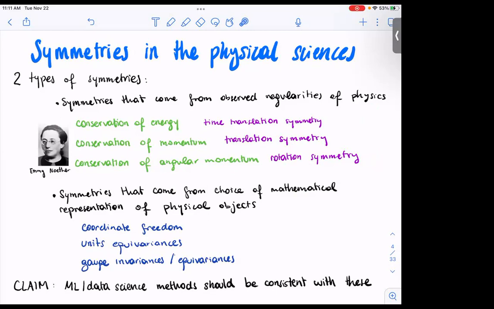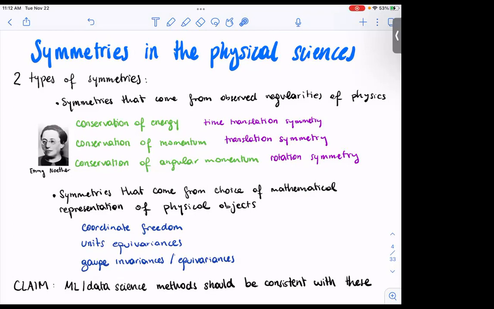Other symmetries that are very relevant for physics are called passive symmetries. These are symmetries that come from the choices of mathematical objects that I use to represent the physical system. So for instance, if I have a system and I represent it with objects, and these objects have units, like positions have units of meters, and velocities have units of meters per second. If I change the unit system that I use to represent the physics, the physics doesn't know, it doesn't care what units I'm using.